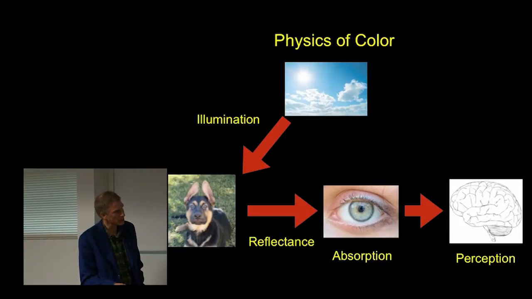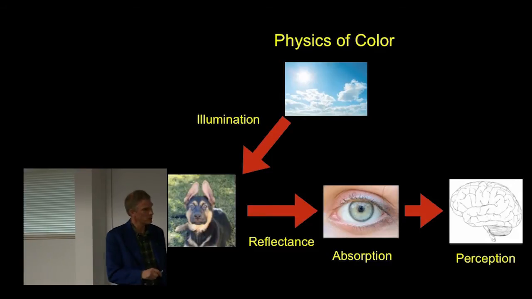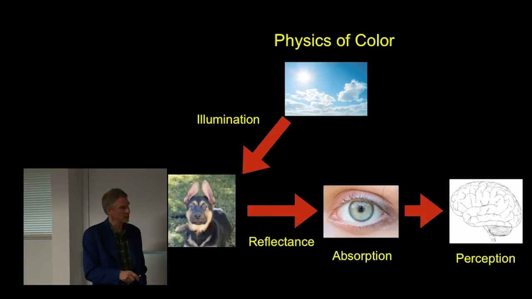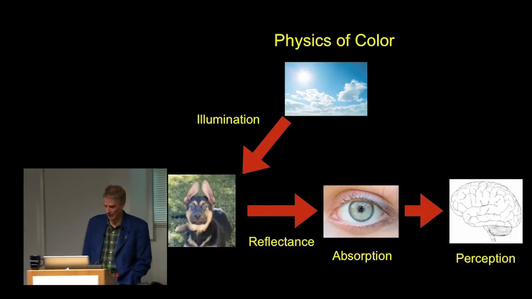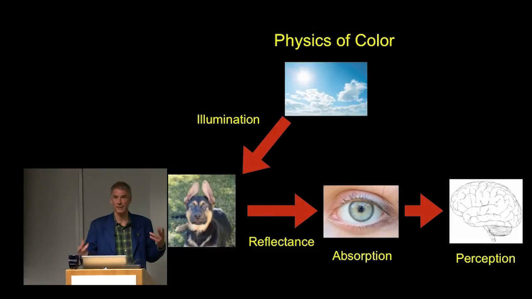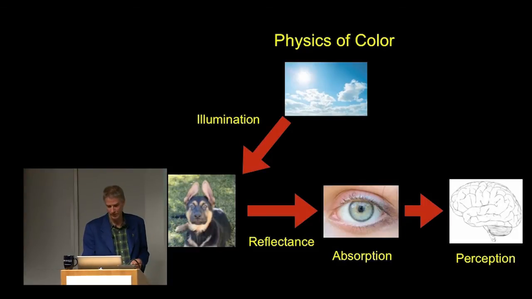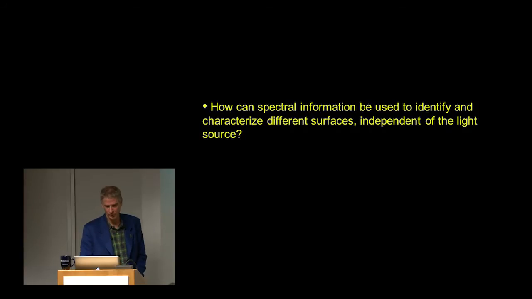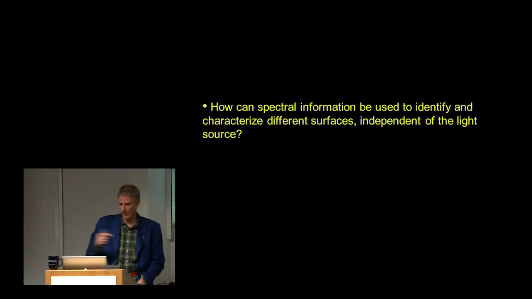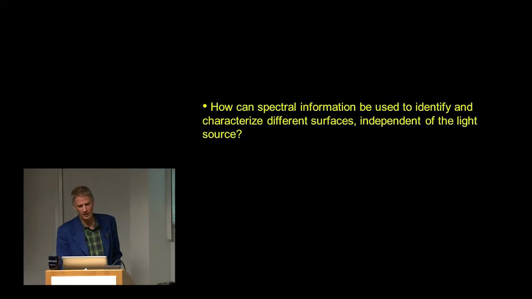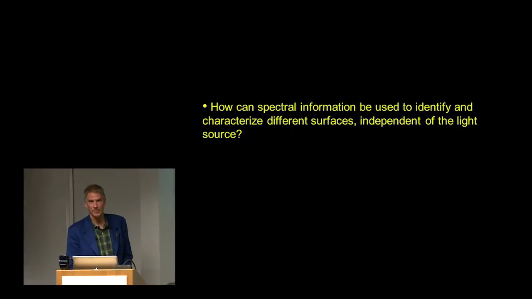And so we want to understand how this happens. But the important point I wanted to stress here is that I didn't talk about single colors. I talked about these continuous reflectance functions. And they finally get absorbed by three discrete classes of photoreceptors, at least in most of us. In some of us, particularly the women, it gets absorbed into four. In some of the guys, it may only be absorbed into two different classes of photoreceptors. So it raises a question: how can spectral information, I mean wavelength-specific information, be used to identify and characterize different surfaces independent of the light source?